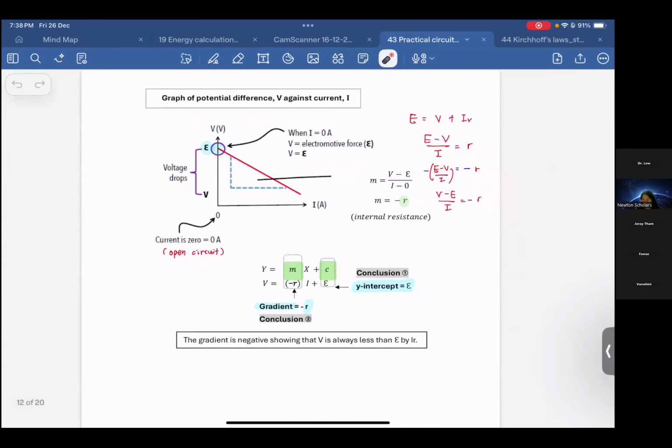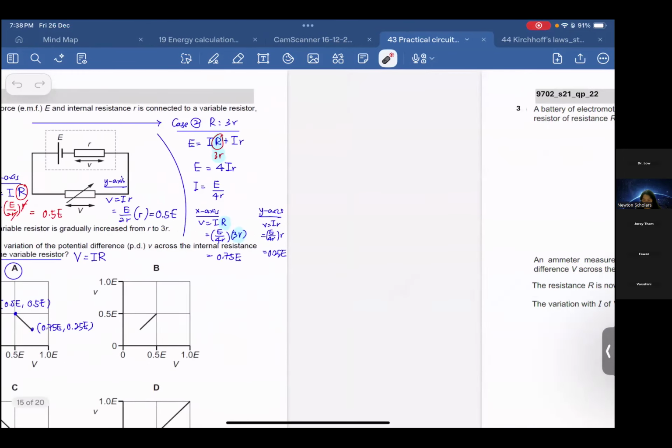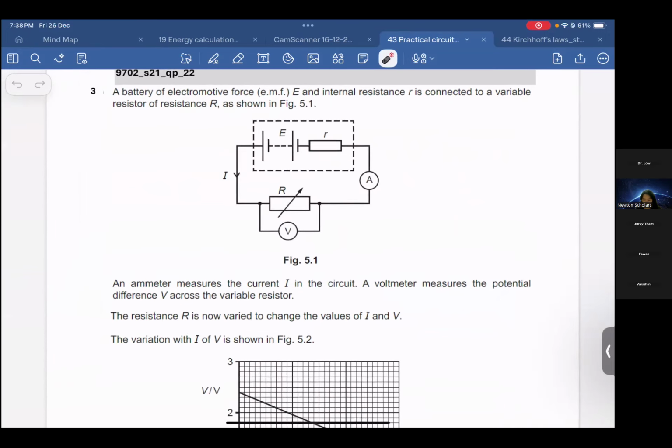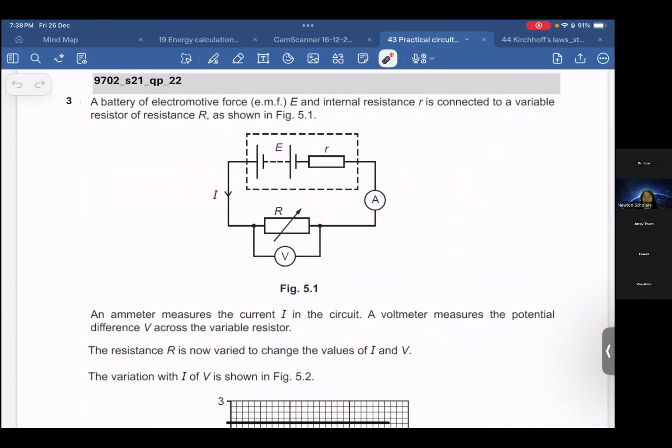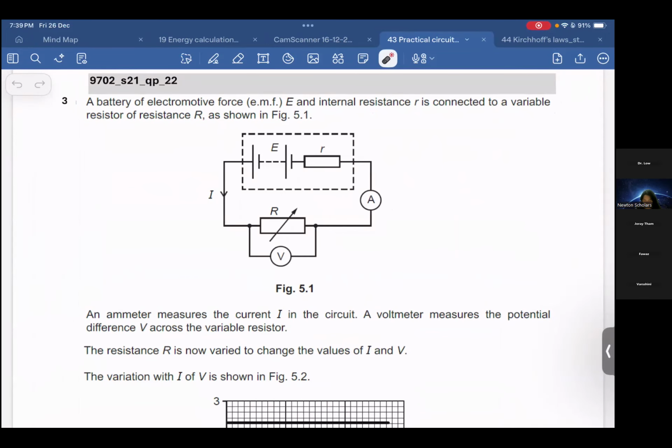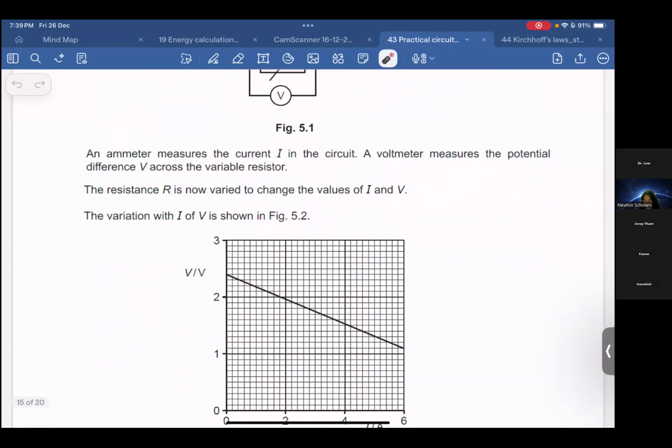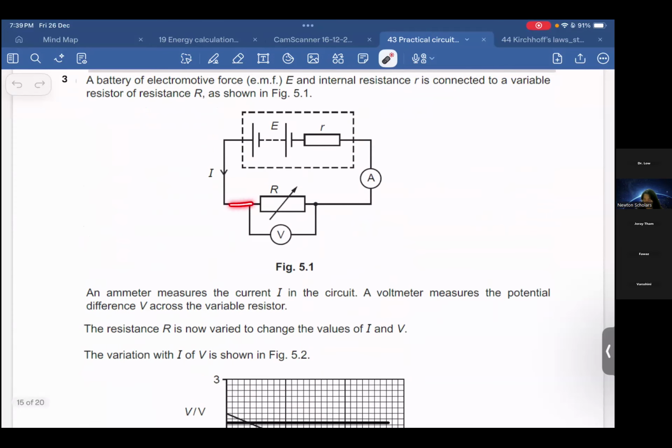Okay, so we come back here. This is the 2021 past year questions. First: a battery of EMF E and internal resistance r is connected to a variable resistor of resistance R. An ammeter measures the current in the circuit. The current flowing through the external resistance and the current flowing through the internal resistance is the same current I.